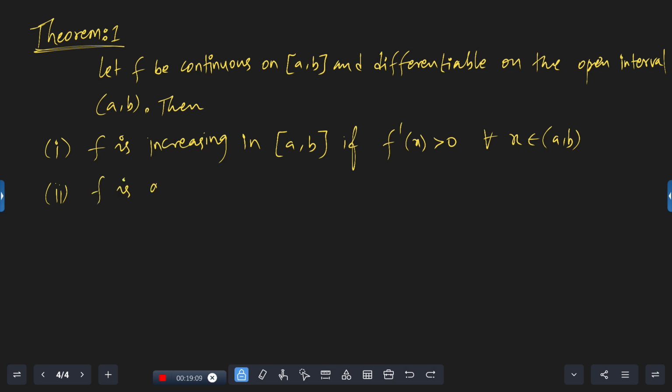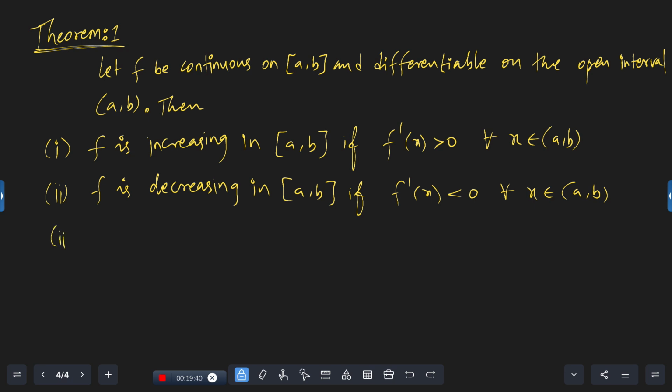Suppose f is decreasing in the closed interval a comma b if f dash of x is less than 0. What do we have to say? Less than 0 for all x belongs to the open interval a comma b. Suppose constant is, see, in the derivative, not strictly increasing, not strictly decreasing, only one, increasing or decreasing, that's it. Understand? Right. Next, third point, what?